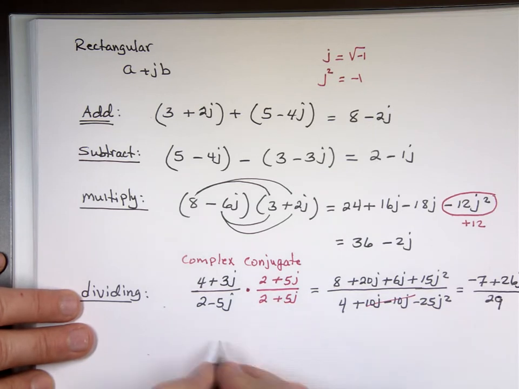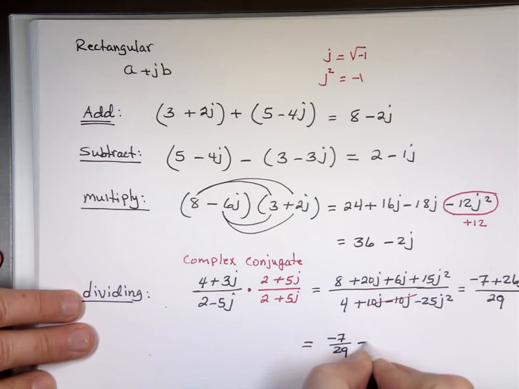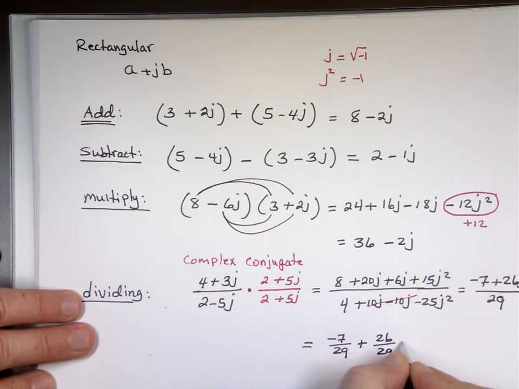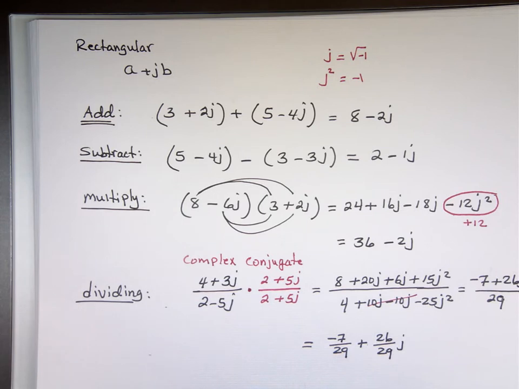So if you want to write that as a complex number, you go, well, that's negative 7 over 29 plus 26 over 29j. Some people write the j at the beginning, some people at the end. It doesn't really matter. And if you have a calculator, you can divide them and get them in decimal. The problem is, we don't like to divide and multiply. That's a lot of work.